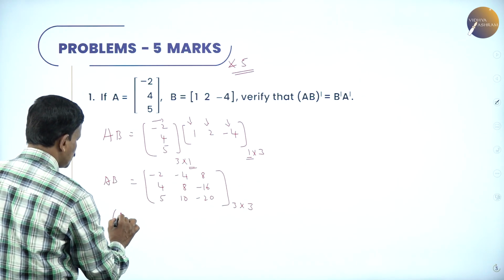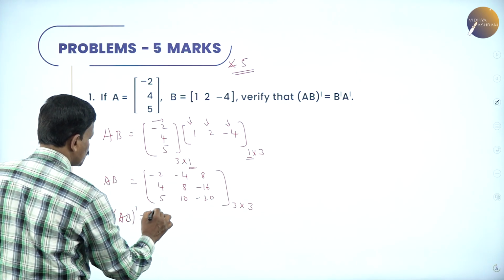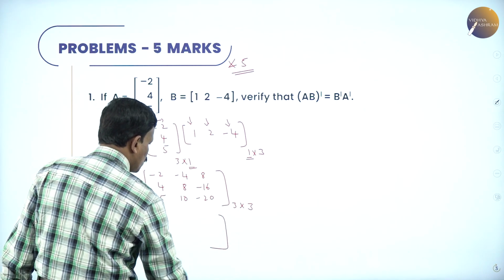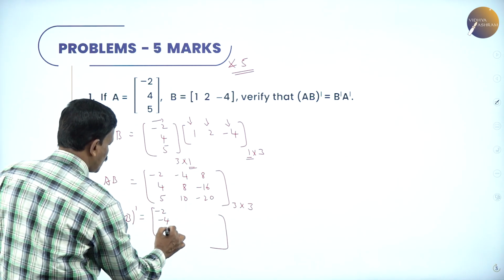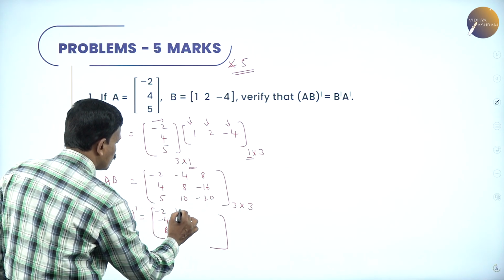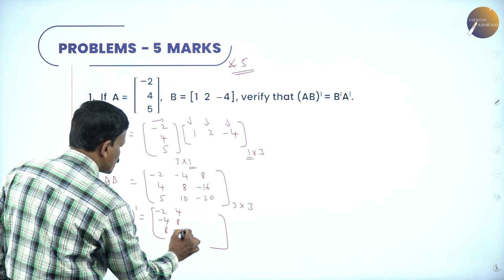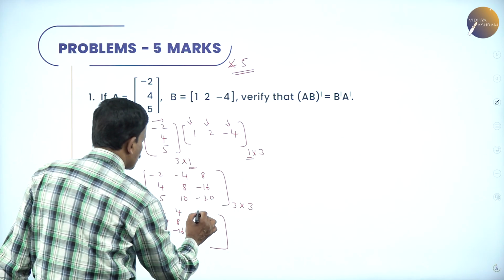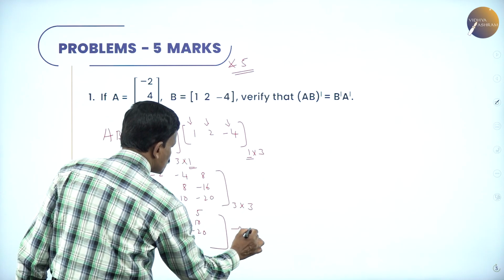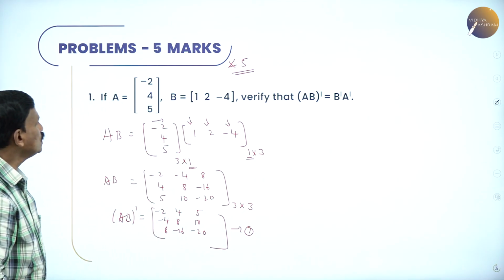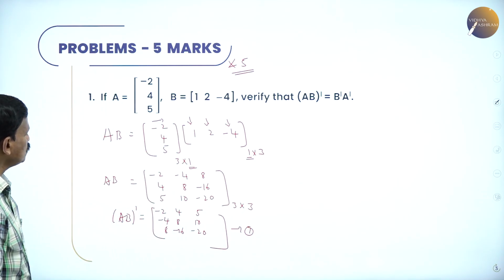The transpose of this, (AB)', is equal to the transpose. First row becomes first column: minus 2, minus 4 and 8. Second row: 4, 8 and minus 16. And third row becomes third column: 5, 10 and minus 20. So this is equation number 1. Now (AB)' is equal to this much.